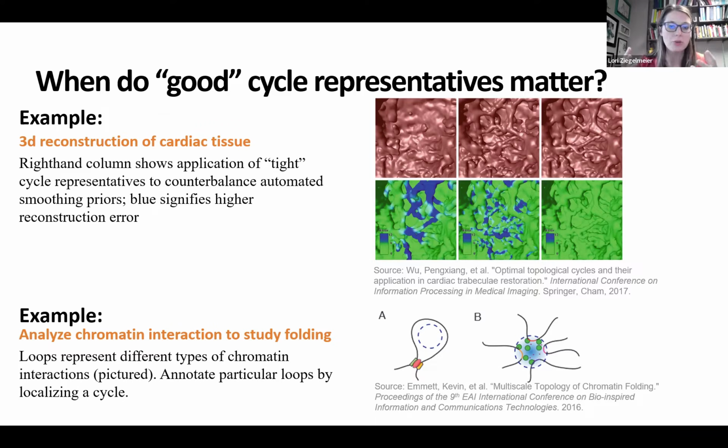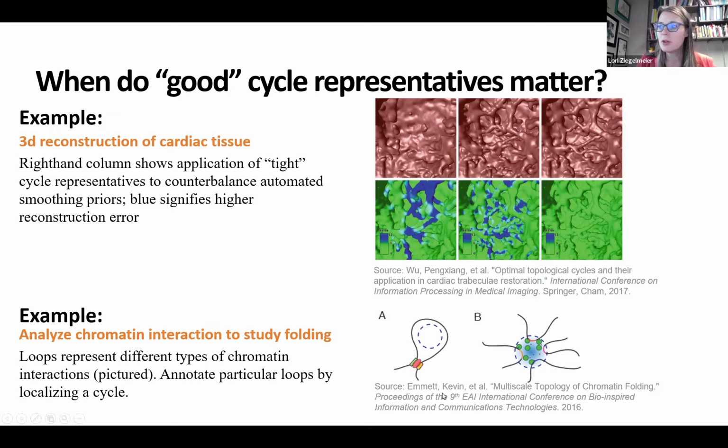And when they started originally, they just found cycle representatives, but they could be really convoluted and messy, so it didn't allow for good segmentation. However, here, after they found a more tight cycle representative, then they got much better segmentation.